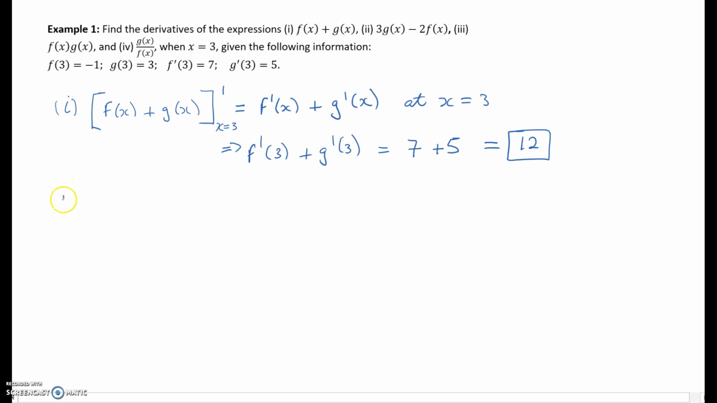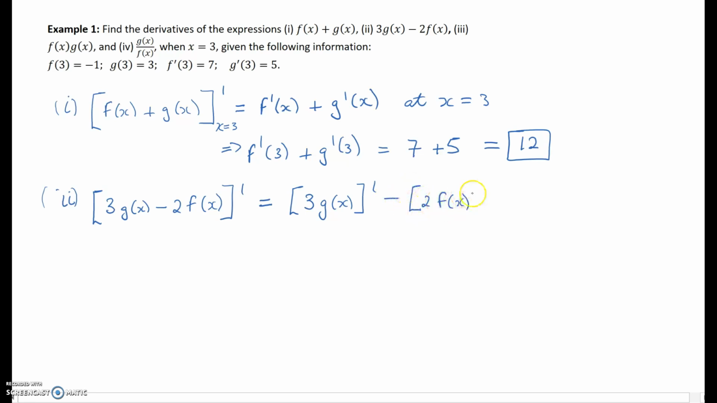So the second part of it is the derivative of 3 times g of x minus 2 times f of x. Okay, so the derivative of that. Well, this time, again, it's subtraction, so just like addition, we can find the derivative of each part separately. So it's going to be the derivative of 3 times g of x, minus the derivative of 2 times f of x.